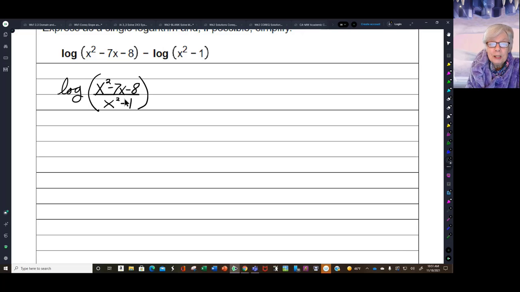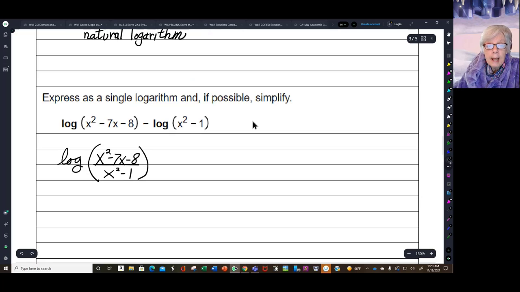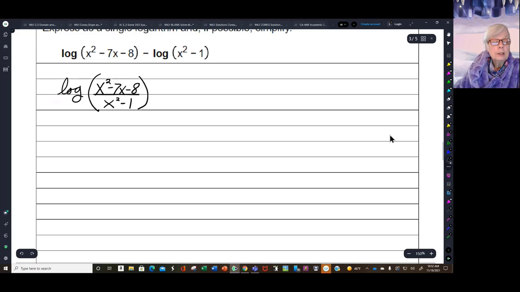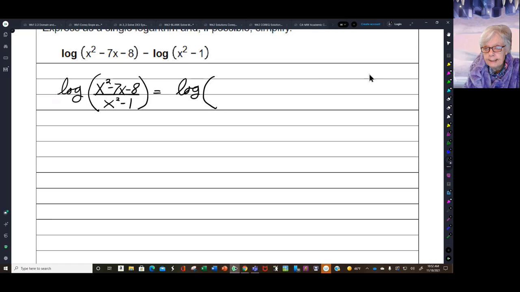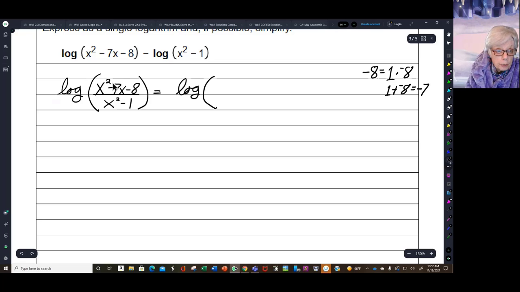Well, this is a rational expression, and what do we do with those? Because the instructions say, if possible, simplify. Well, I don't know if we can simplify, not until we factor. So we have to factor. This is going to factor, let's see. Negative 8 equals, yes, positive 1 times negative 8. And positive 1 plus negative 8 is negative 7, which is the middle number right here. So the numerator is going to factor into x plus 1 times x minus 8.